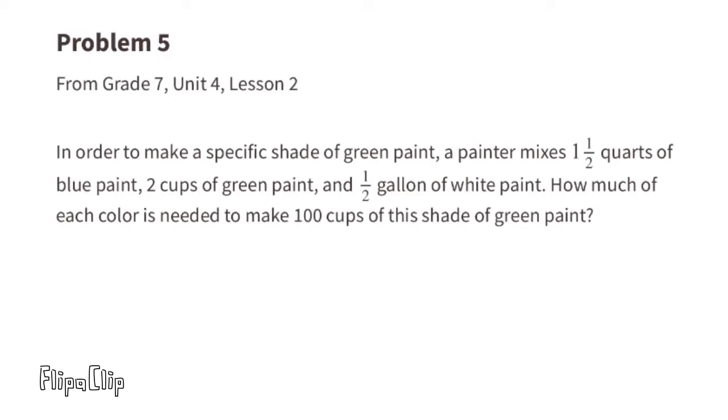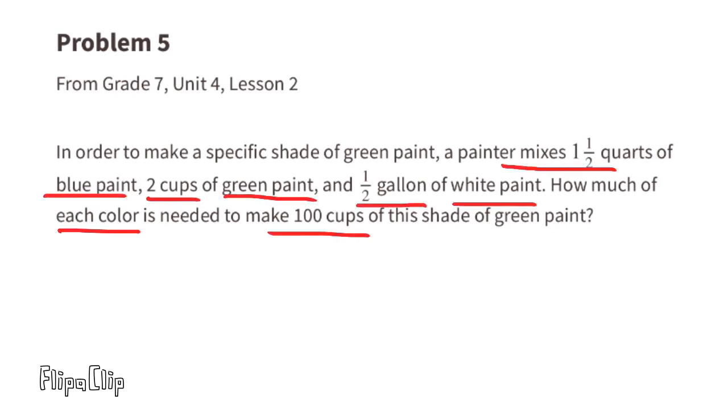Problem number 5 from 7th grade Unit 4, Lesson 2. In order to make a specific shade of green paint, a painter mixes 1½ quarts of blue paint, 2 cups of green paint, and a ½ gallon of white paint. How much of each color is needed to make 100 cups of this shade of green?